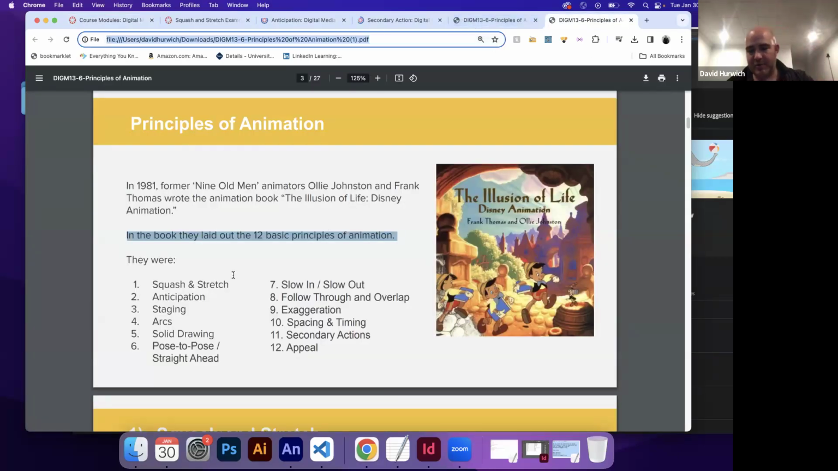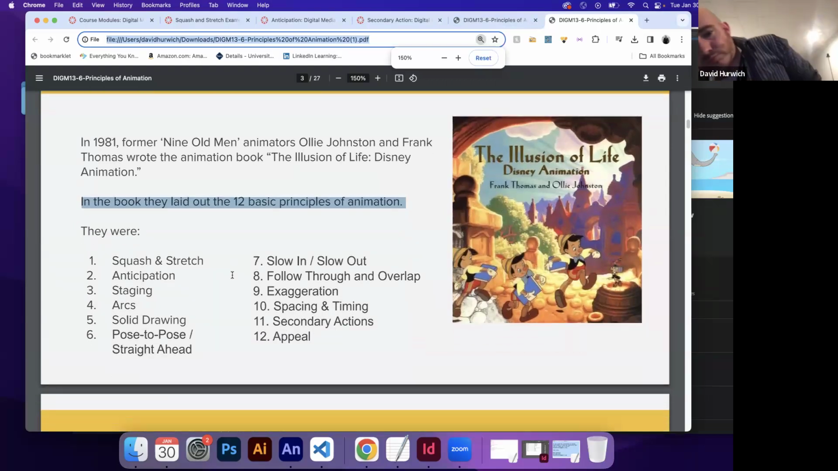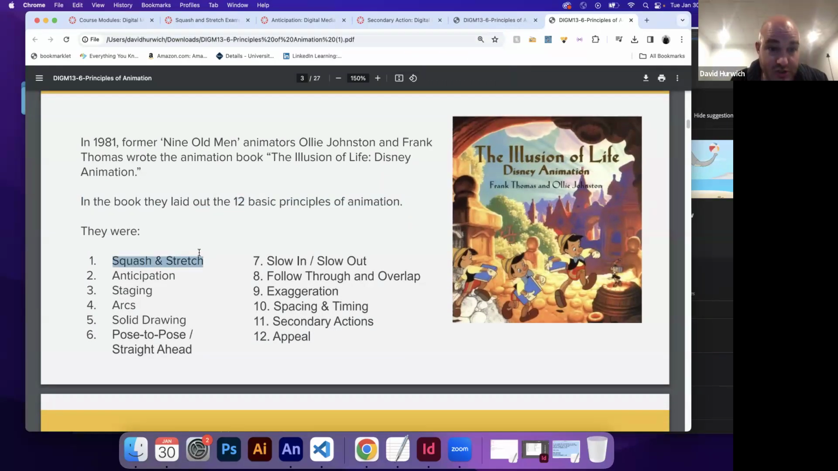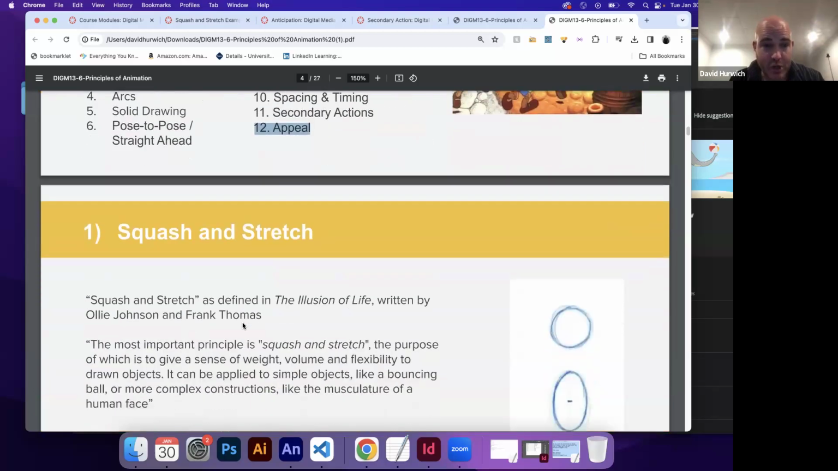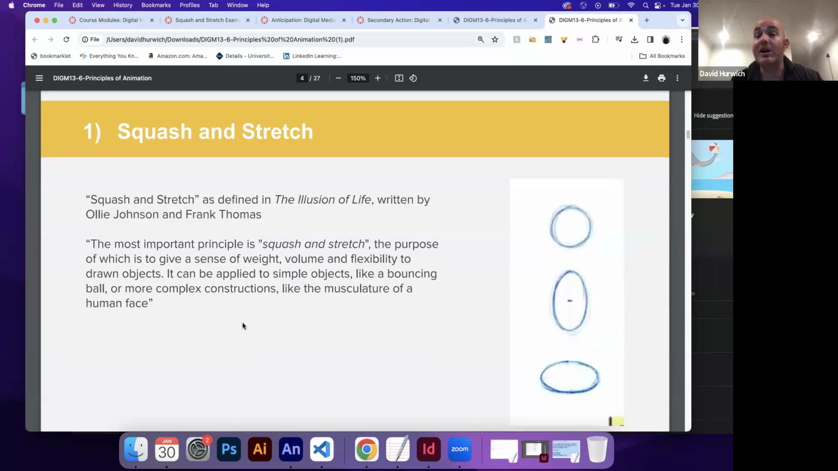So the 12 principles of animation are squash and stretch, anticipation, staging, arcs, solid drawing, pose to pose versus straight ahead, slow in, slow out, follow through and overlap, exaggeration, spacing and timing, secondary actions, and appeal. Okay. So let's talk a little more about what all that means. Okay. So what is squash and stretch?